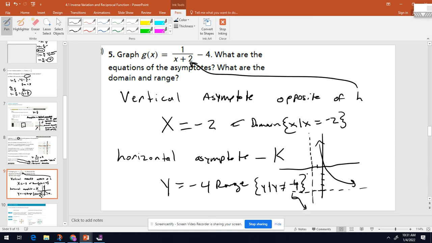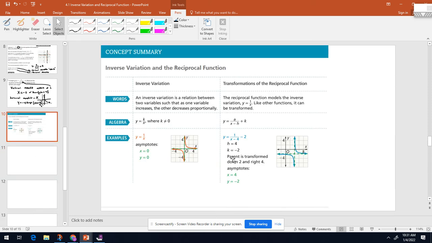Not many questions about this on your homework tonight, but there will be in the next couple of days. Here's just a summary. Again, I'm going to share the PowerPoint with you so you can look at this and go from there. So give the homework a shot. It's only 7 questions, mostly over the inverse variation stuff.